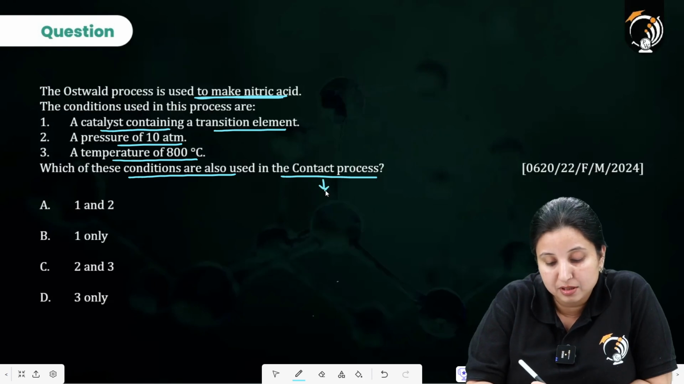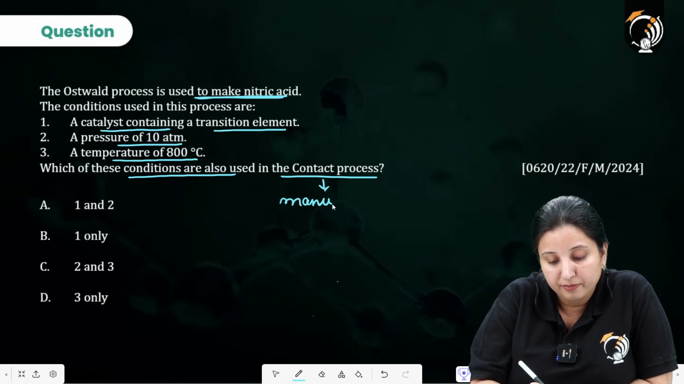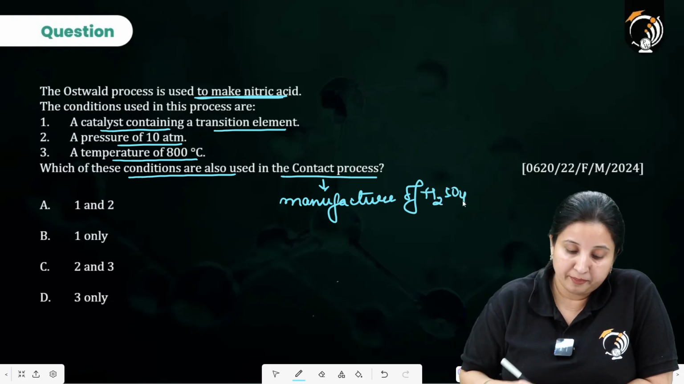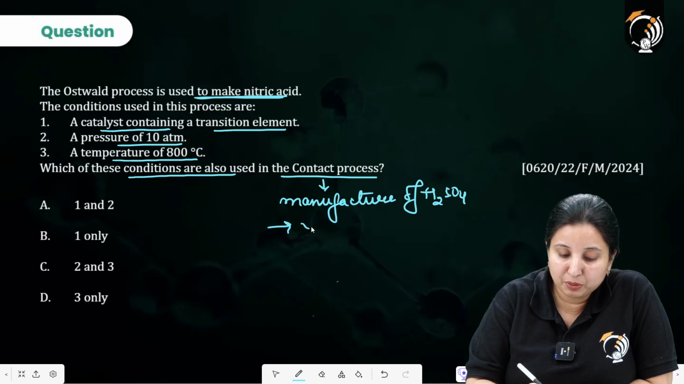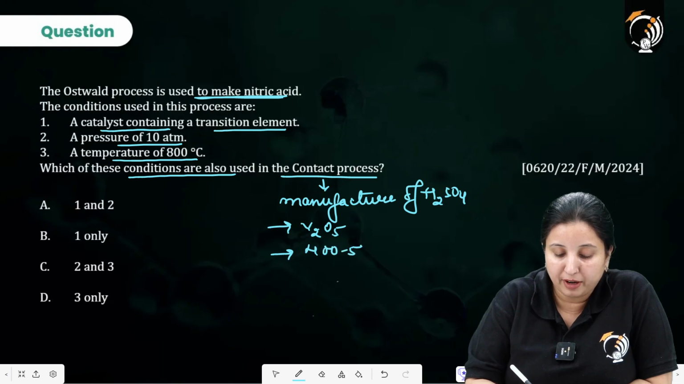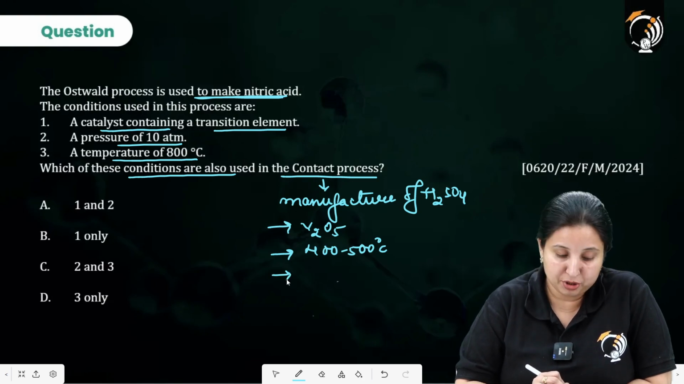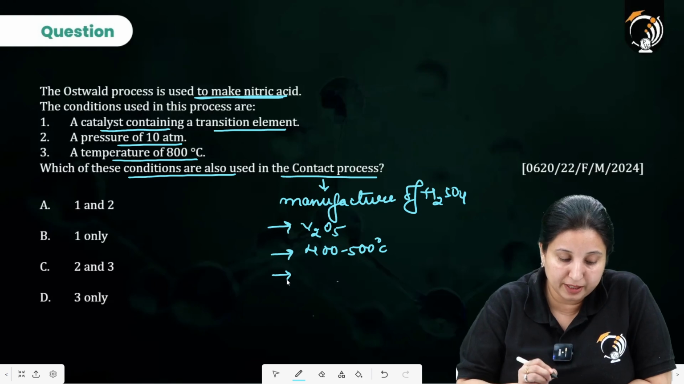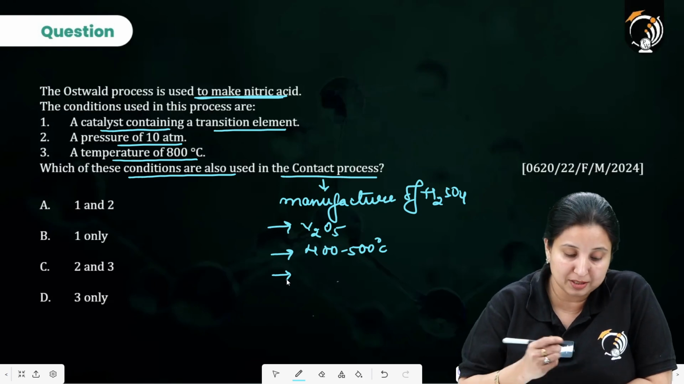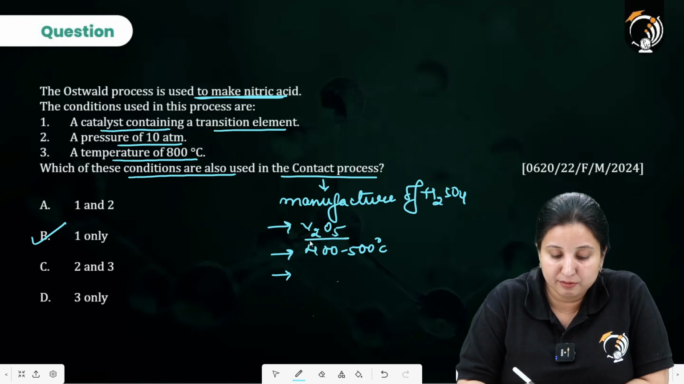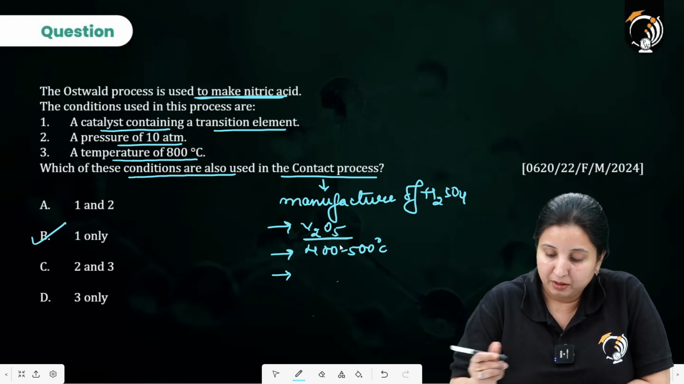Now, contact process is what? It is the manufacturing of H2SO4. Okay, if I talk about the conditions, we use a vanadium pentaoxide. Then we use a temperature of 400 to 500 degrees centigrade. Then besides that, we use a pressure also over here. So if I look over here, the condition which is resembling the Ostwald's process, that is the first option only. That is the transition element, that is V2O5. Okay.